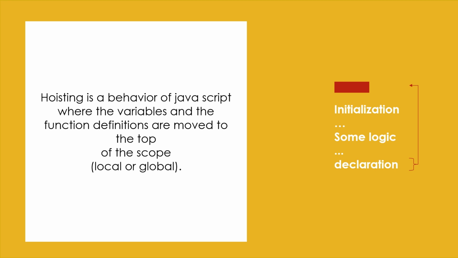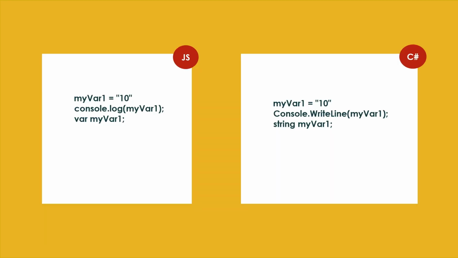Hoisting is a behavior of JavaScript where the variables and the function definitions are moved to the top of the scope, local or a global scope. So, what do I mean by this? I'll show you a small example. So here I have a JavaScript code where I am initializing a variable with some value, then trying to log it to the console, and then defining it.